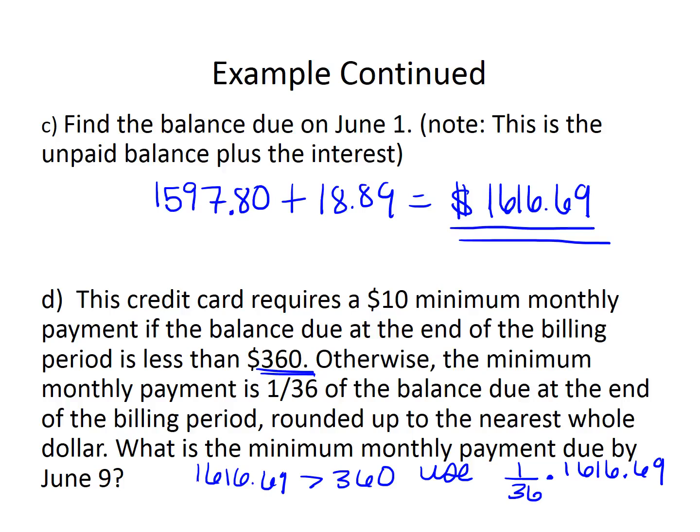So 1616.69 times 1 divided by 36. The minimum monthly payment will be $44.91, and it said round up to the nearest dollar. So that will be $45. If you owe less than $360, your minimum payment will just be $10. But if you owe more than $360, which we do, you have to figure out 1/36 of that amount, and that just means 1 divided by 36 times 1616.69.